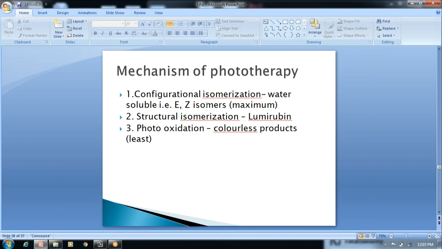And now coming to phototherapy, what is the mechanism, how the bilirubin is excreted and reduced in the blood. There are three mechanisms. Most common is configurational isomerization, which gives water soluble end products, the E and Z isomers. Second is structural isomerization, and the end product is lumirubin. The last one, the least common, is photo-oxidation, with colorless products.